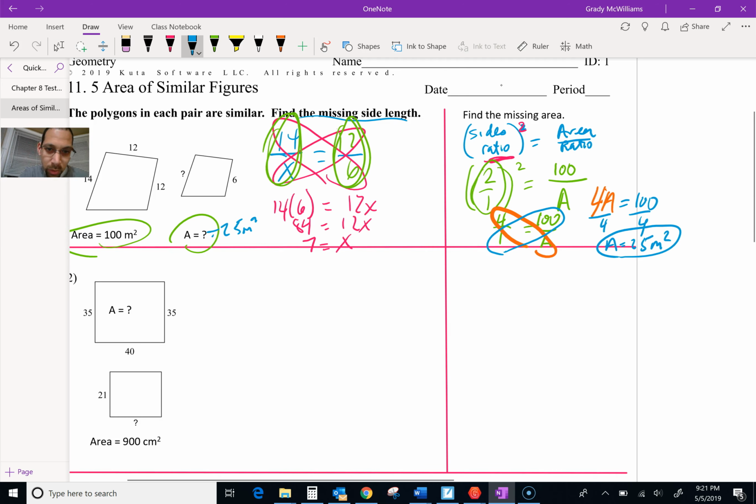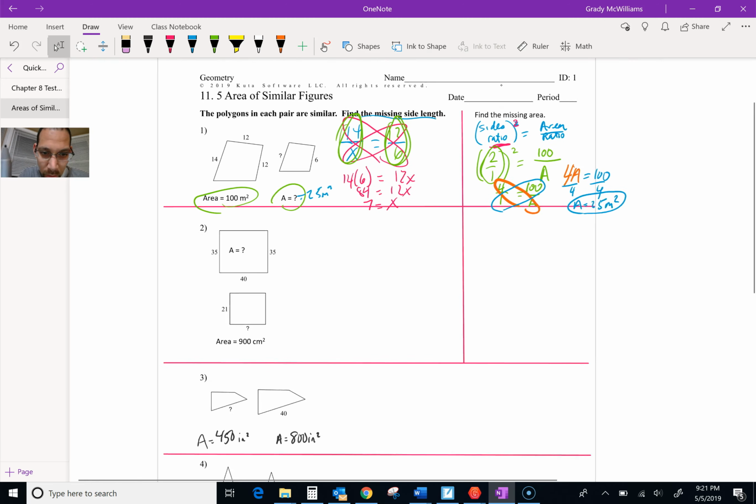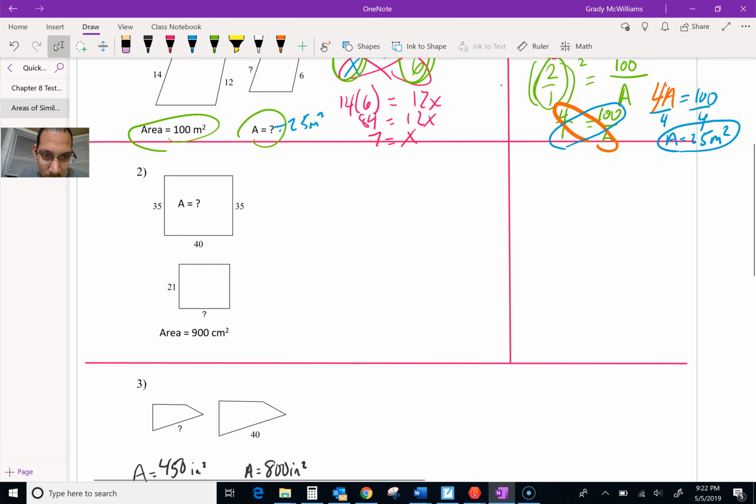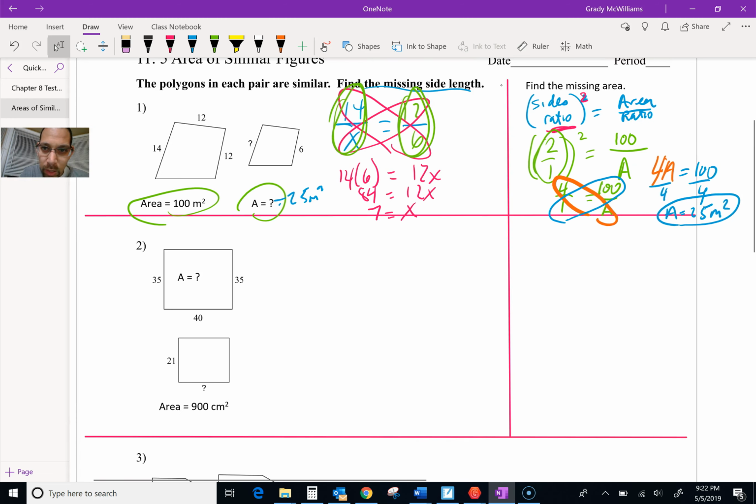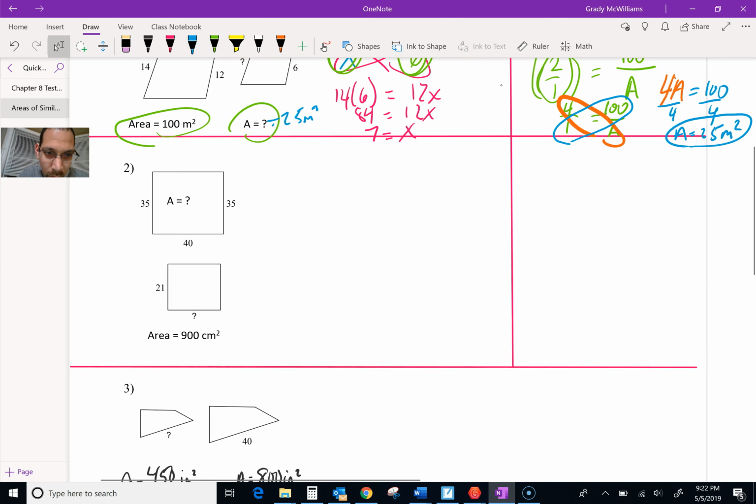Now, that's a bunch of scribbles, so hopefully that's not too confusing. We're going to try another one. It's almost the same idea, just a different shape, different numbers. So we're going to start by trying to find the missing side length. And that's just what we used to do on the old stuff.